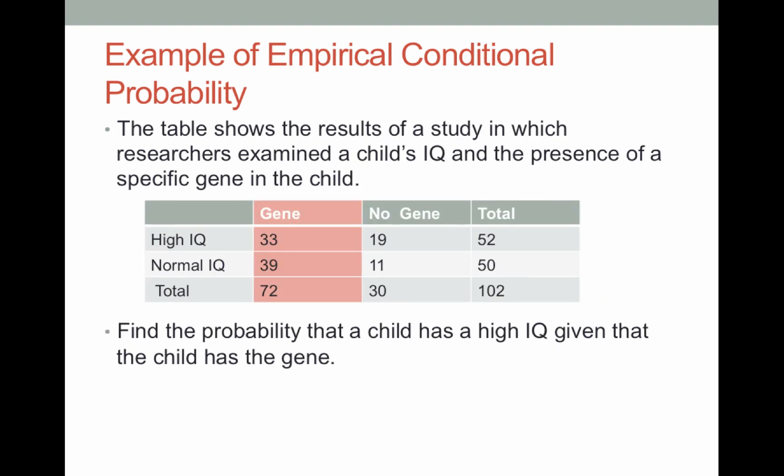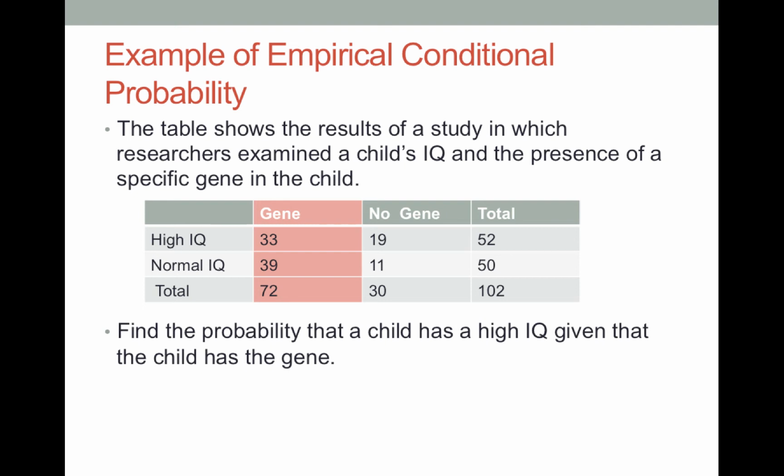Let's think about an empirical conditional probability example. Before I get into this, what you're seeing there in the middle of the screen is what's called a contingency table. It's a 2-factor table, and here what we're looking at is a child's IQ and whether or not the child has a specific gene. And just FYI, I love to test with and quiz with contingency tables because it's so easy, I think, once you practice them to come up with the different probabilities.